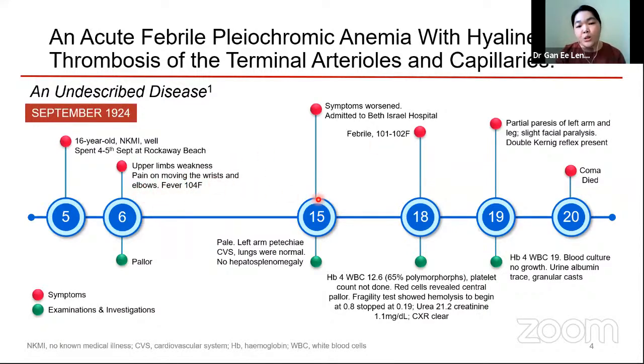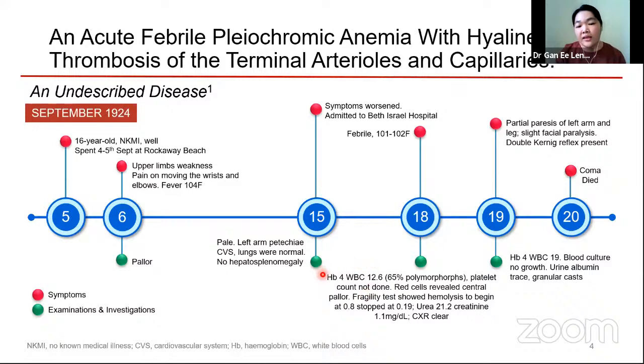Only after about 9 days, when her symptoms worsened, was she admitted to hospital. She stayed in the hospital for about 6 days, and she died on day 6 of admission. Symptom-wise, she developed partial paralysis of the left arm and leg, slight facial paralysis, and was found to have double clonus reflexes present. Examination revealed a very pale patient. They found left arm petechiae on this patient, and other examinations were insignificant.